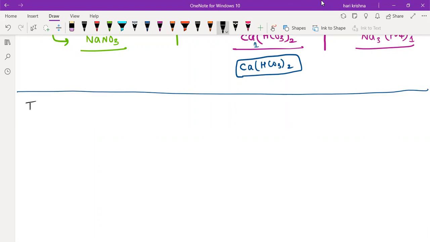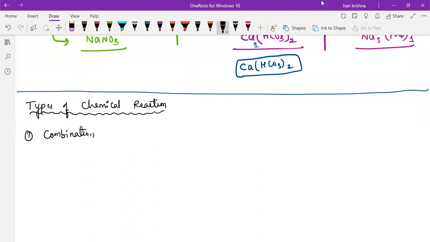Oxidation, reduction, redox. So like combination reactions, decomposition reactions, then displacement, double displacement, and redox. Oxidation, reduction, and then neutralization. So the first one is a combination reaction. What is the meaning of combination reaction?